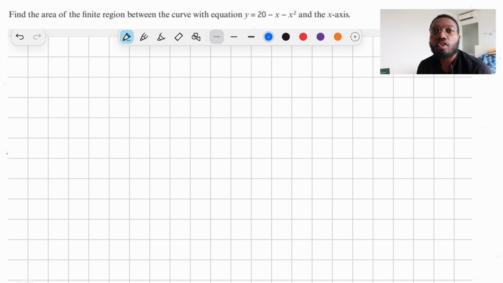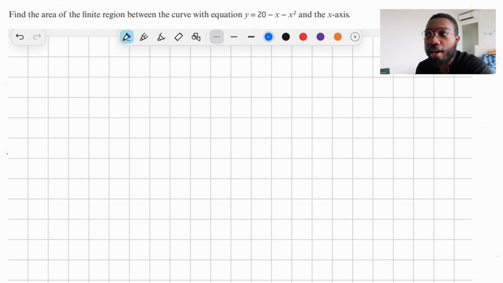So for our first question, we want to find the area of the finite region between the curve with equation y equals 20 minus x squared and the x-axis. So what it wants us to do is pretty much find the area under the curve between the two intervals when it touches the x-axis. To do that, we need to figure out what the intercepts are. What are the x-intercepts? When does it cross the x-axis?